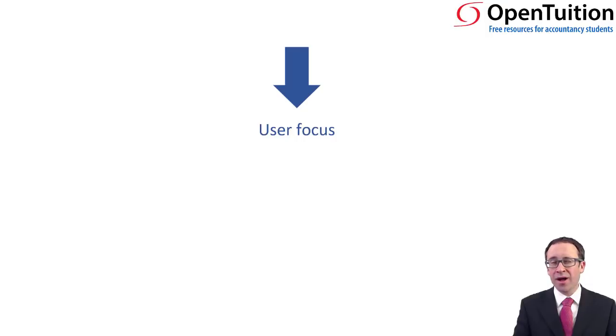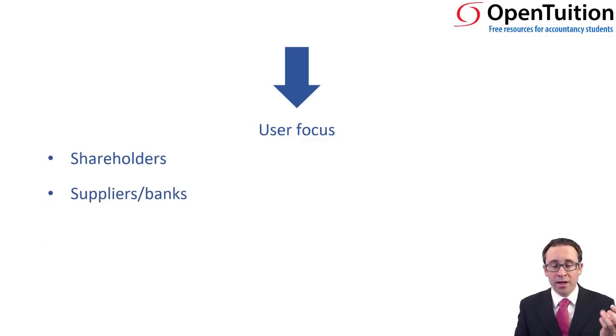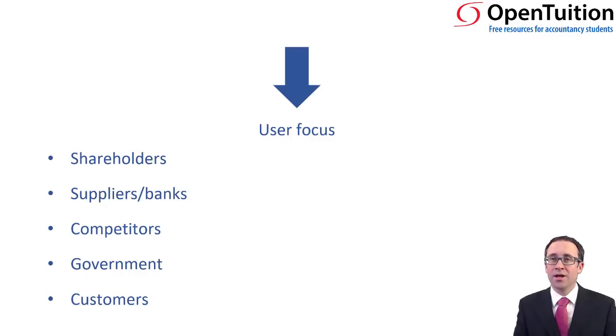When we're doing the analysis as well, we need to have a little bit of user focus. Most of the user focus is on the shareholders, but remember, going back to when we looked at the conceptual framework, we also need to look at your suppliers and your banks, and then on top of that, those providers of finance, you've got your competitors, the government, and your customers. Okay, they are other user groups that we can focus upon. But what particular focus do each of those users have? Because each of them will have different needs.